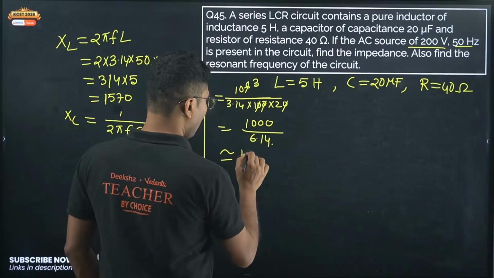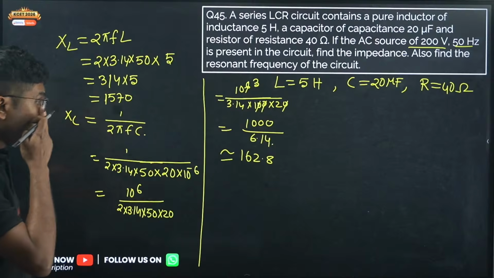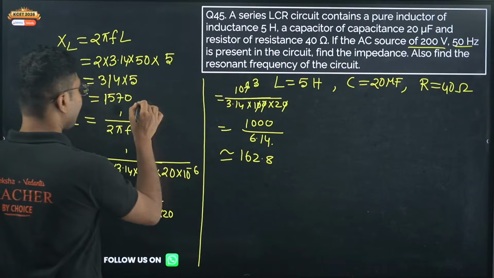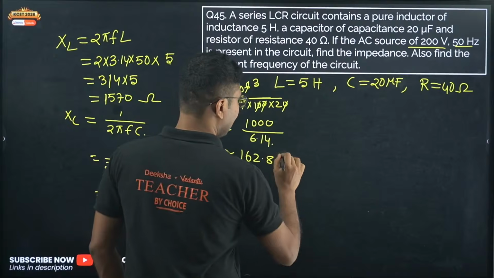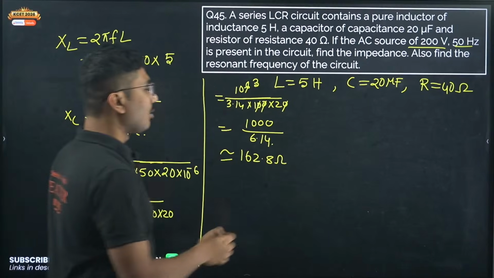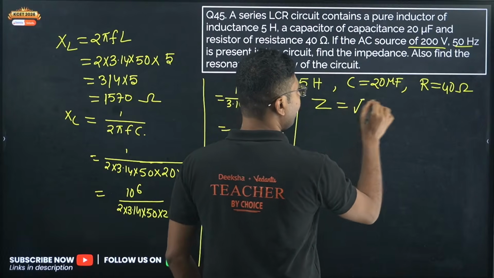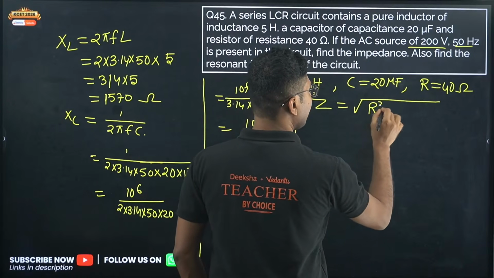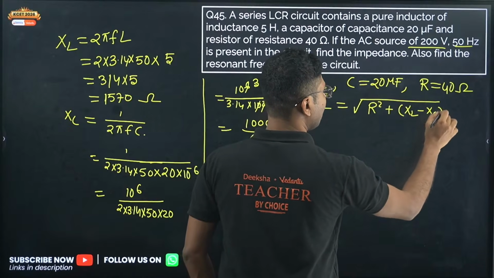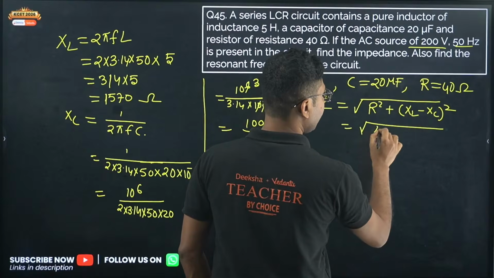162.8. Let me drop the 2. 162.8, that is the EMF. Now XC. Whenever you are calculating XL or XC, always mention the unit. Now obviously, what is impedance? Impedance is given by square root of R square plus XL minus XC whole square. So it will be square root of 40 whole square.